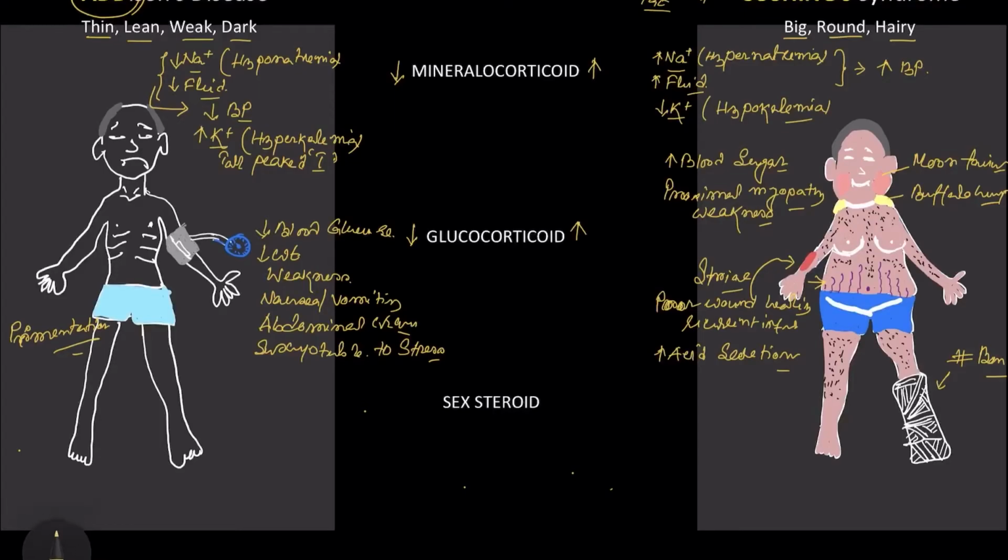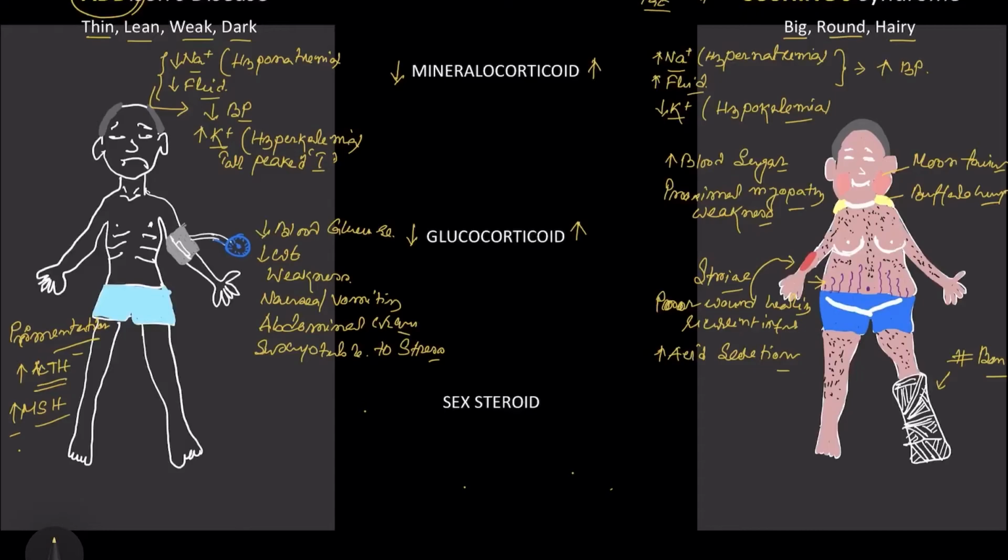So, it will cause excess ACTH secretion, and we all know that ACTH is synthesized from a common precursor, POMC, that is pre-opiomelanocortin, which is broken down into the melanocyte stimulating hormone, MSH, and the ACTH. So, whenever the ACTH is increased, the melanocyte stimulating hormone is also increased. So, that causes the hyperpigmentation. So, along with the ACTH, MSH activity is also increased.